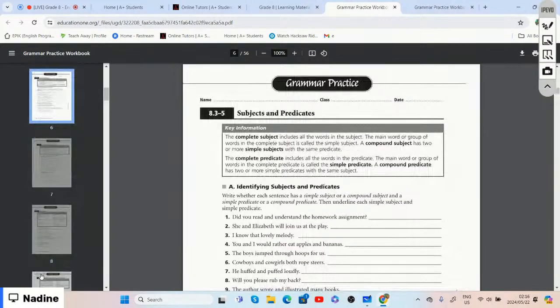So now we're going to subjects and predicates, right? And we see that the complete subject includes all the words within the subject. The main word or the group of words in the complete subject is called the simple subject. So we have simple subjects also, right? And a compound subject has two or more simple subjects with the same predicate.